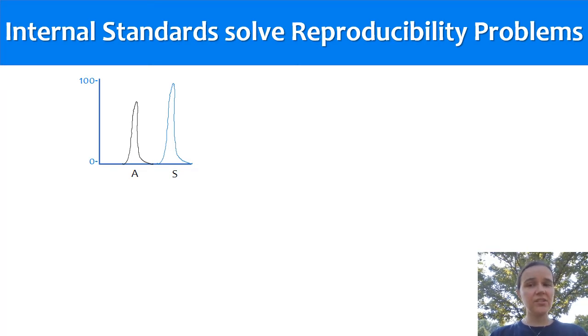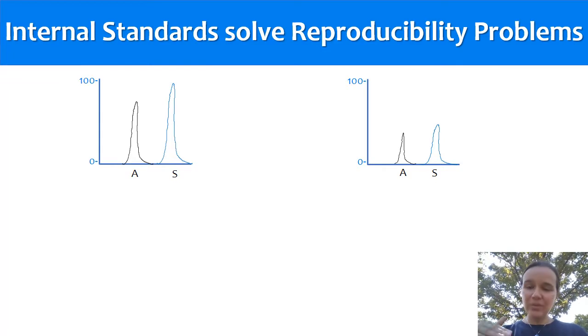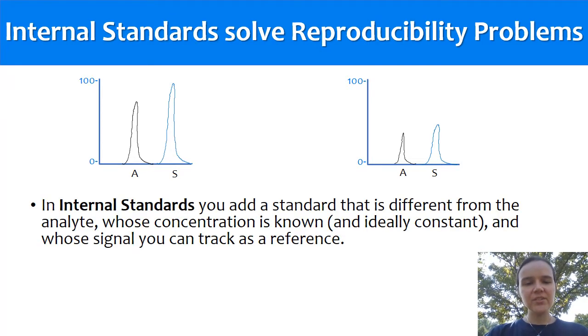So internal standards is using a different molecule from your analyte. Now, when I go and I analyze sample 2, to which I've added the same concentration of standard that I added to sample 1, if I get a plot like this, and both of them have gone down in the same proportion, then I know that, yeah, it's just a reproducibility thing. The relative amount of analyte to standard stays the same, and so those two samples have the same concentration as each other.